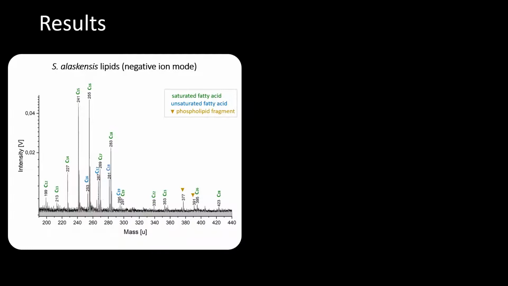We also extracted lipids from the two bacteria. Here you can see the spectra of lipids extracted from S. alaskensis, where we clearly identified many lipid fragments, such as deprotonated fatty acids.